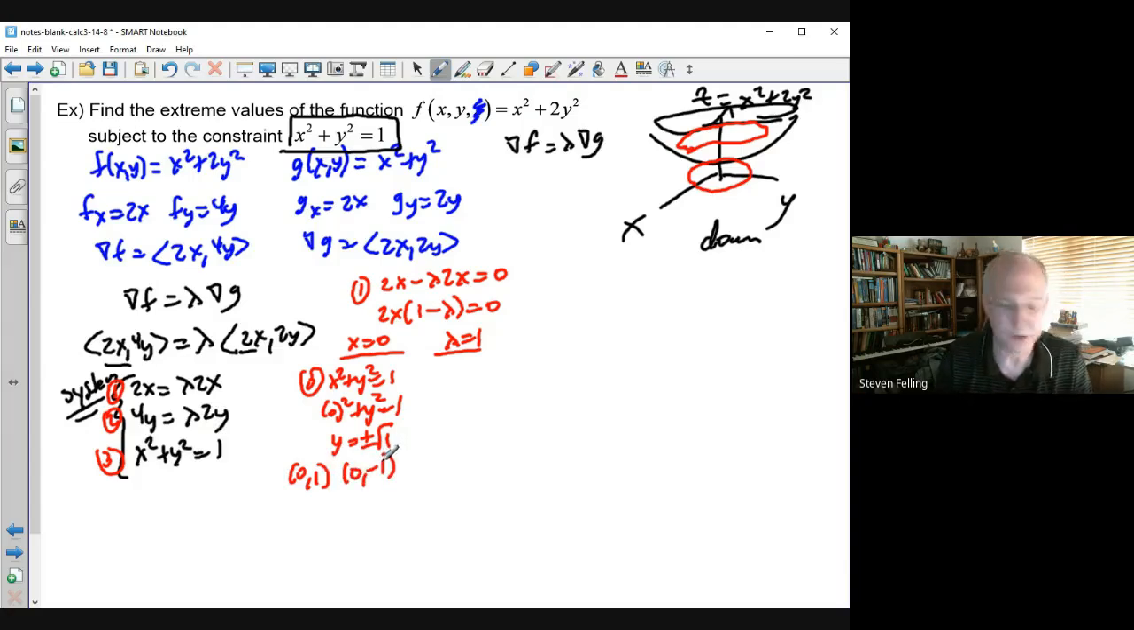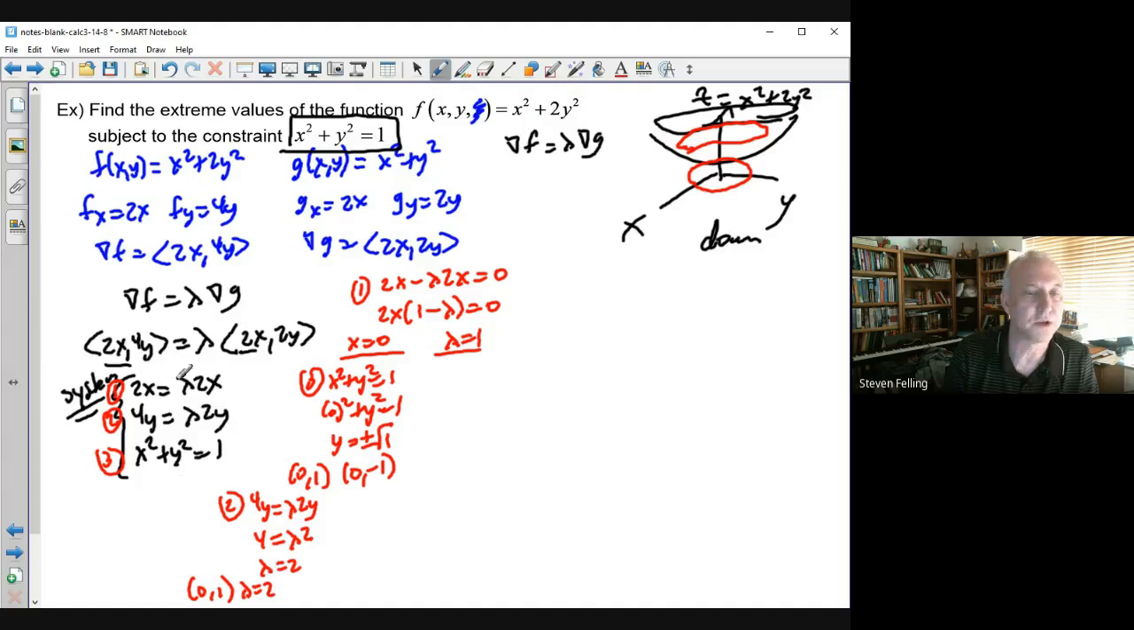And just to make sure that this is true, if I now go to equation 2, can I have this xy pair and get a lambda? That would work as well, because now I know what y is. So if I go to equation 2, I know that 4y has to equal lambda times 2y. So if I plug 1 in for y, I would have 4 equals lambda times 2, and that would mean lambda is equal to 2. So this is one possible solution. If we have x is 0, y is 1 with lambda 2, that's one possible solution to the system. Okay, let's look at this part next.